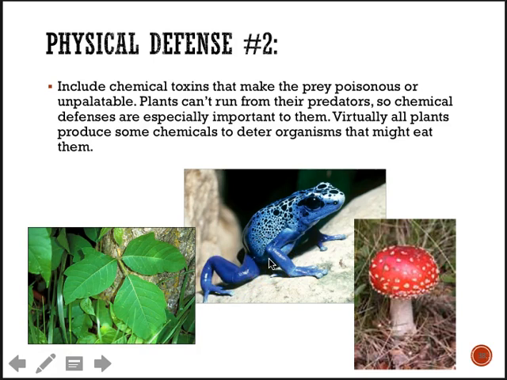So hunters in South America will run their arrows or their darts along this frog's skin, and they'll pick up the toxins and then they'll use that to shoot down their prey. Or you can see this toadstool here has toxins as well. Almost all plants produce some kind of chemical to deter organisms that eat it. For some plants, that's the only way that it can do that. So that's a chemical defense.